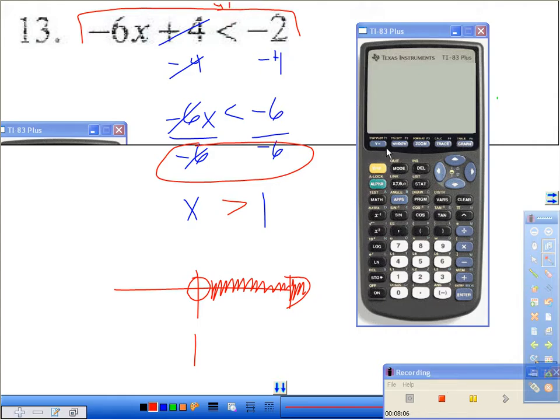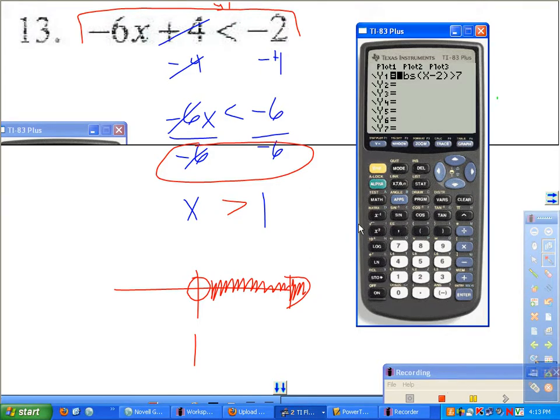We can confirm that answer again on the calculator by typing the entire inequality all into y1 on the calculator. So clear out whatever's in there, and then I'm going to type in -6x plus 4. Second Math to get to our inequality symbols. Choose the less than option, number 5, less than -2. When we hit graph, it looks like our graph is going all the way from +1 on to infinity.